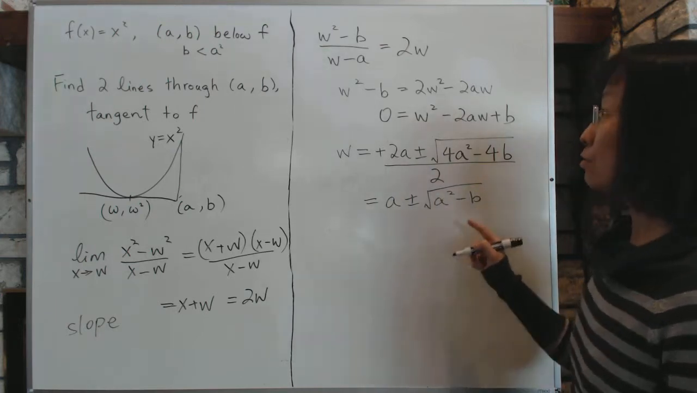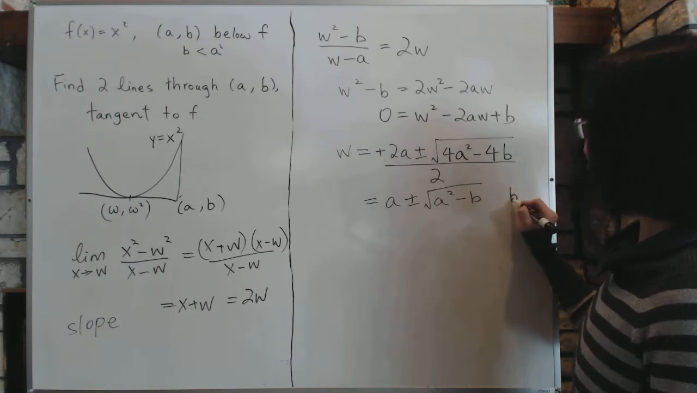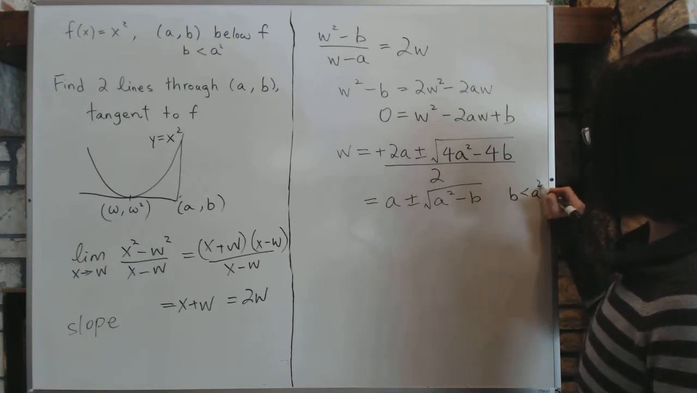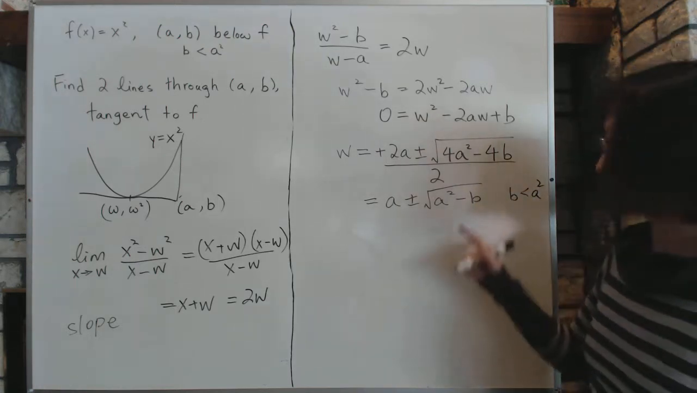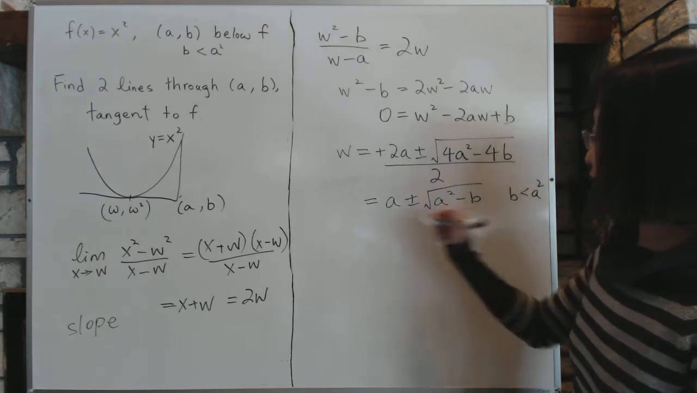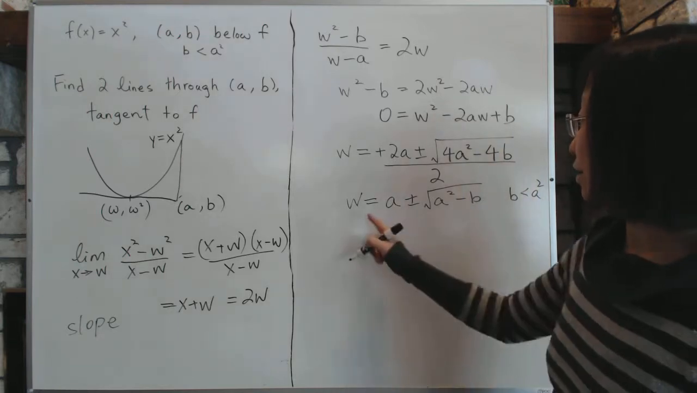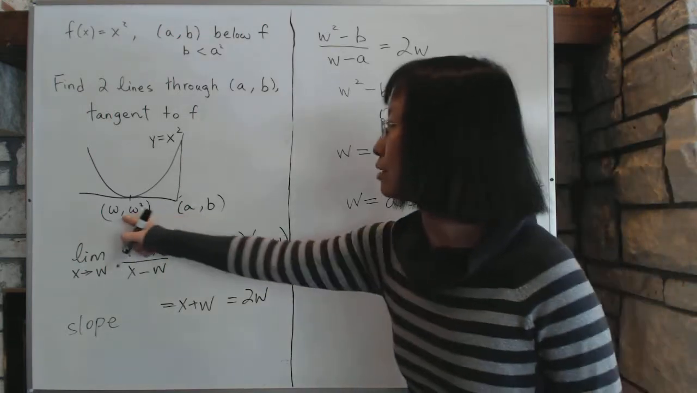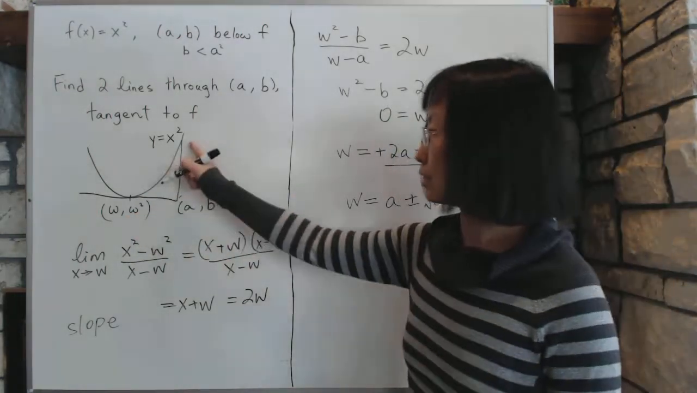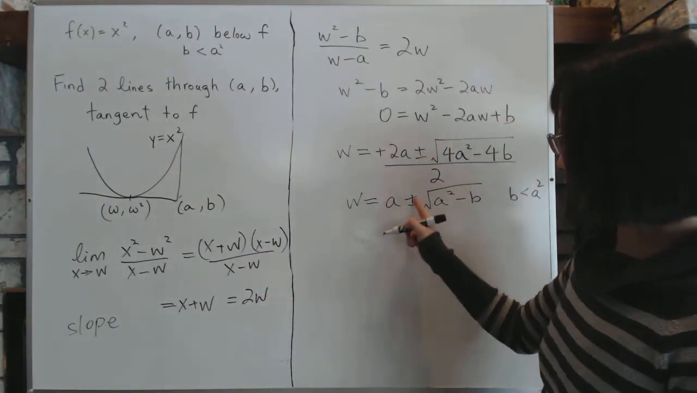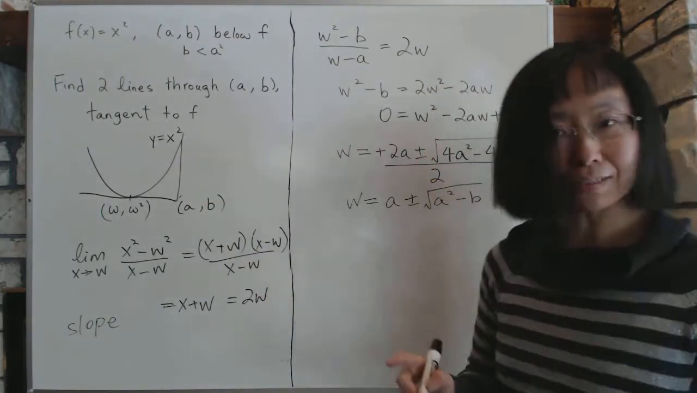Remember, b is less than a squared. That's important because then the square root makes sense; you're not subtracting too much. And that is the value of w. So we have now found out where the points are. (w, w squared), whether it's here or there, are the two points, where you have plus and minus.